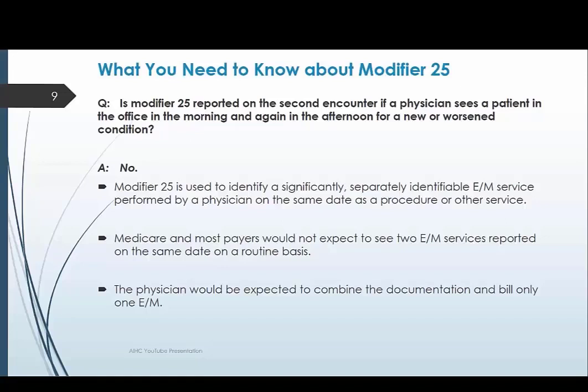Modifier 25 is going to be used to identify something significantly and separately identifiable performed by a provider on the same date as a procedure or other service. Medicare and most other payers are not going to expect to see two E&Ms reported on the same date on a routine basis. The physician is going to be expected to combine the documentation and only bill one E&M.